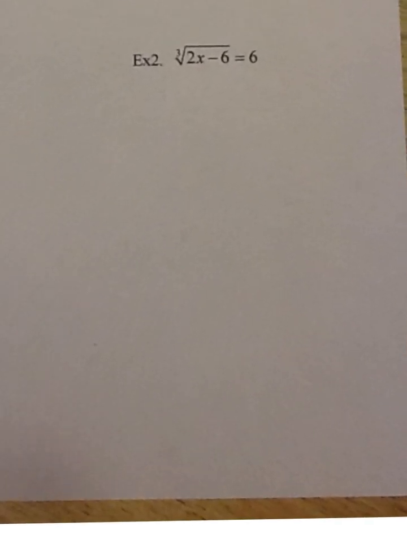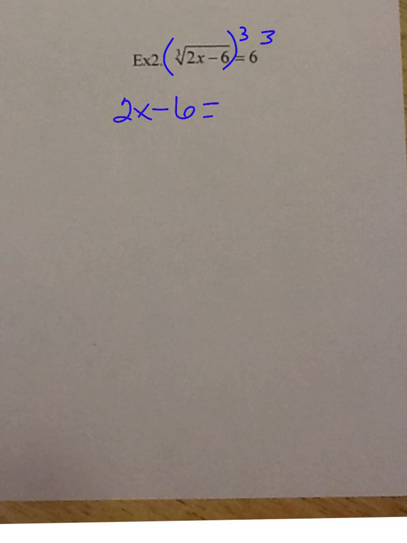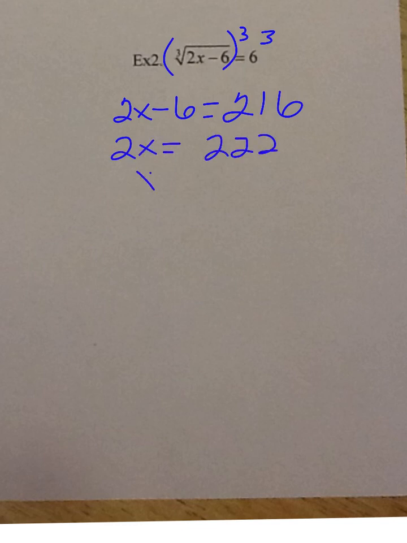Okay, so with number 2, I have a cube root. It's already isolated. So since there's nothing else with my radical, I can just cube both sides. So I get 2x minus 6 equals 6 cubed, which is 216. So I add 6 to both sides. So I get 2x is equal to 222. Divide by 2, I get 111.